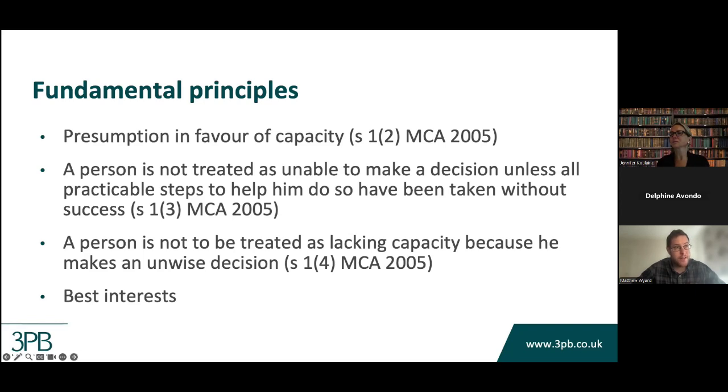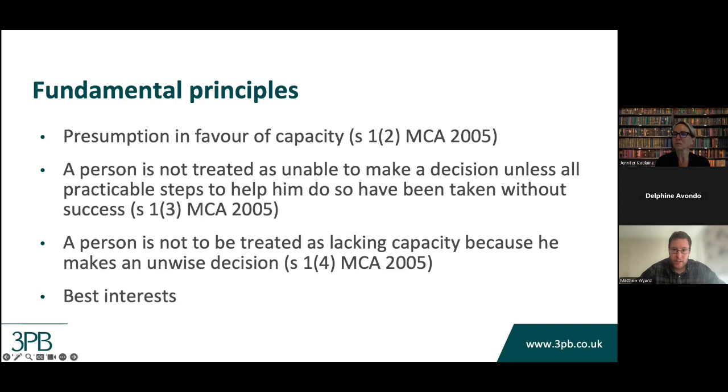So the first fundamental principle is the one at Section 1, subsection 2. There is a statutory presumption, albeit a rebuttable presumption, in favour of capacity. So if you have an individual and you want to restrict their contact with someone, the question is whether they have capacity to make that decision themselves. The starting point is that they do, unless you can put some evidence forward to cast doubt on that.